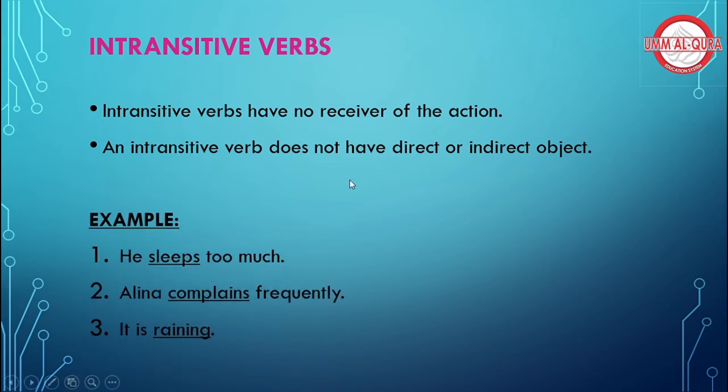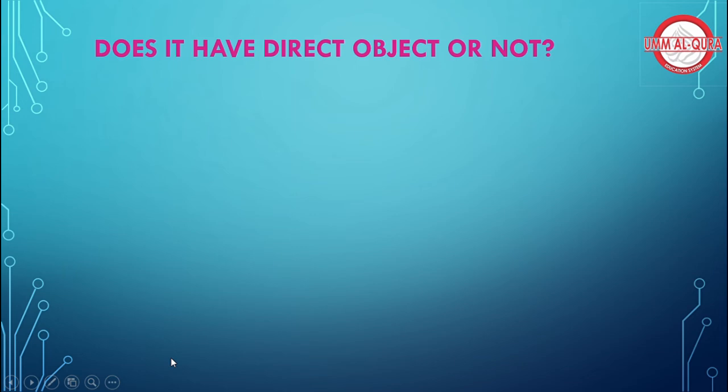Examples are: He sleeps too much. It is not mentioned where he sleeps. Okay, he sleeps on the sofa, on the couch, we don't know. Alina complains frequently. Alina here is the subject, complains is the verb, but there is no object. What does she complain about? We don't know. We only know that she complains a lot. Similarly, it is raining. No proper direct object here. So these three sentences have intransitive verbs.